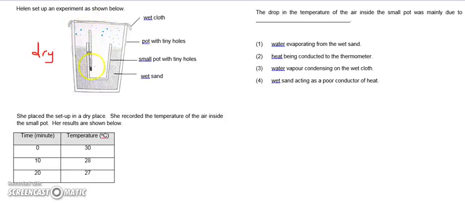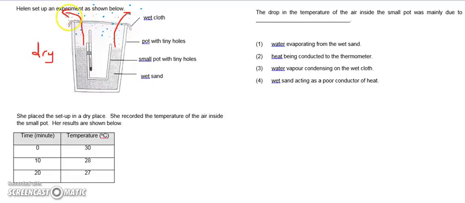And what does it do when it evaporates? It takes away the heat inside and it cools and it actually lands on the wet cloth. When it lands on the wet cloth, heat is transferred to the wet cloth and the wet cloth will also evaporate, right? The water from the wet cloth will also evaporate, further bringing the heat from here to outside. So you can see that as the water evaporates from the wet sand, it carries some heat because water needs heat to evaporate.